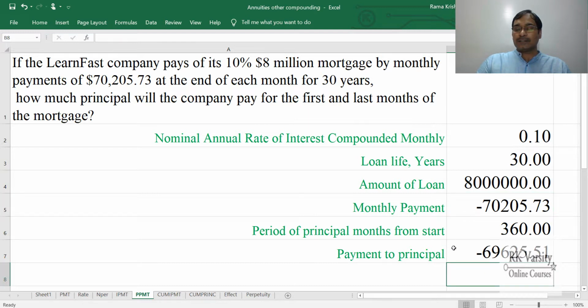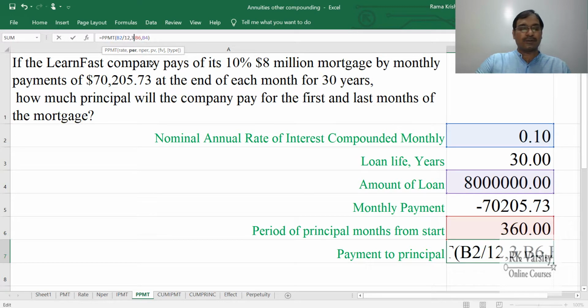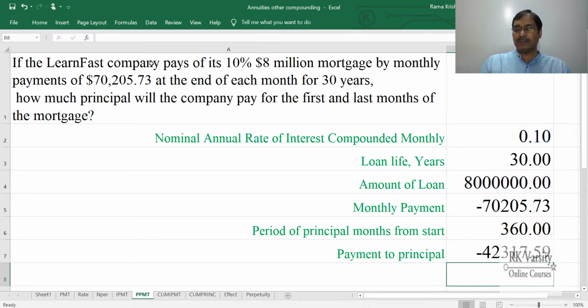So this is how, with the help of PPMT, that is principal payment, you can determine the principal amount that you will pay in any given installment. Suppose you want to know the principal in the 300th month. Here you can change this to 300, press the enter key. So in the 300th month you will pay $42,317.59 as a principal component or principal amount, and the balance as the interest amount. Thank you.